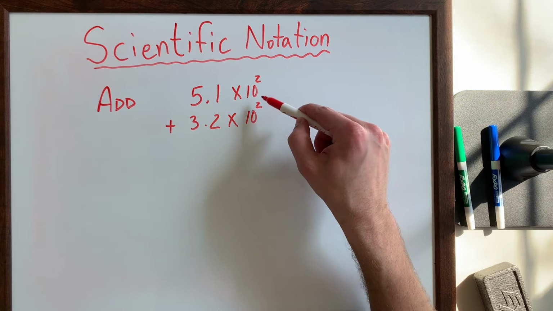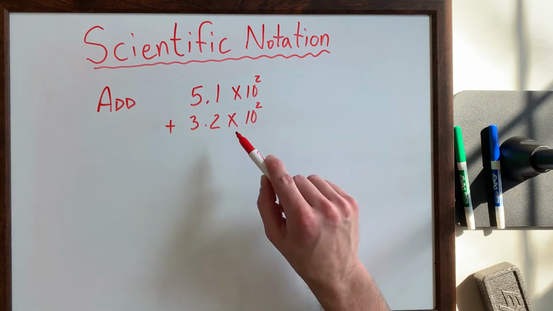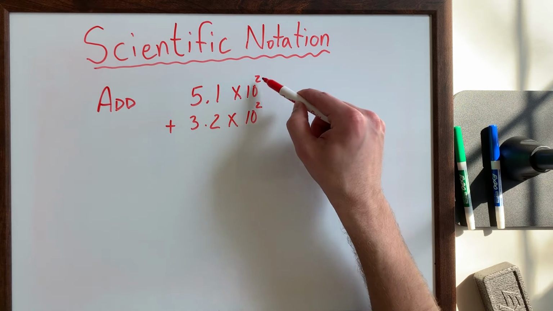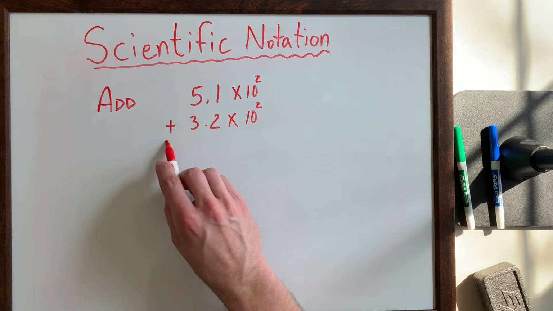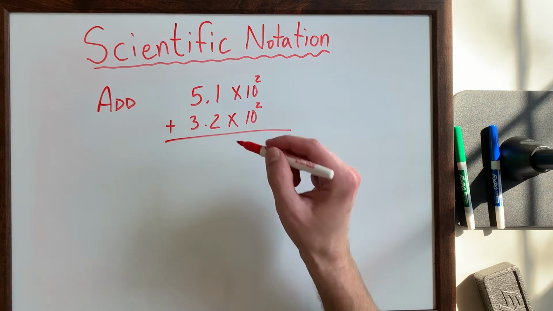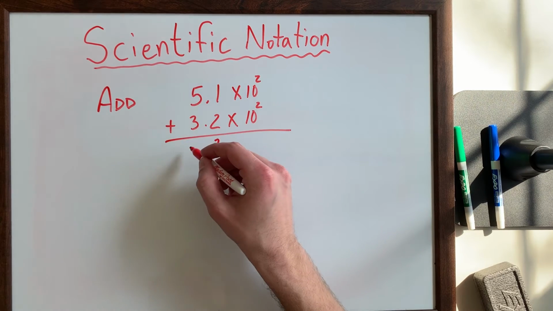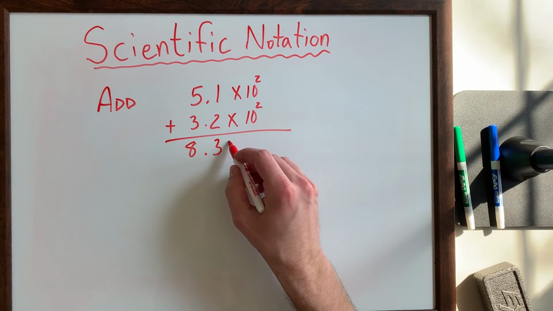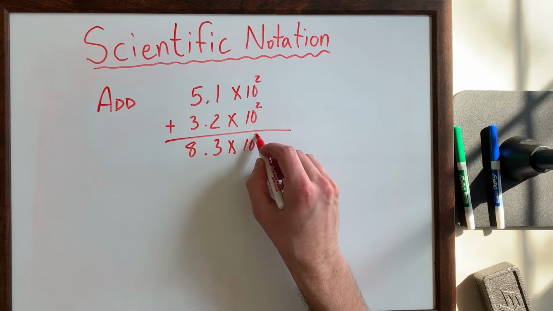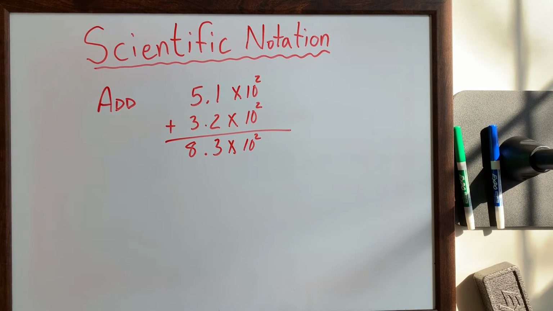But right now, for this example, the exponents are the same, and so I'm going to add the coefficients. 1 plus 2 is 3, I have a decimal point, 5 plus 3 is 8, and I'm going to keep times 10 to the second power, okay?